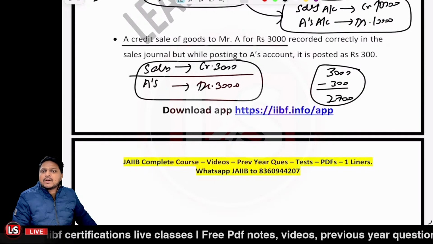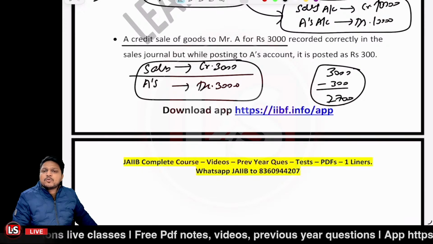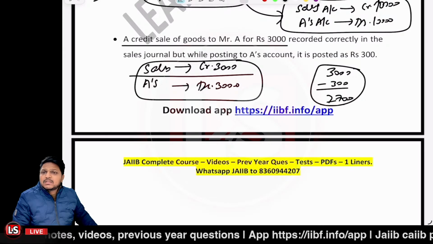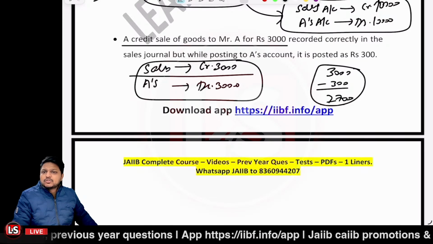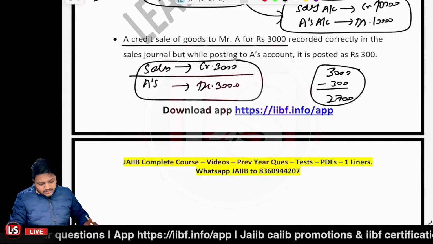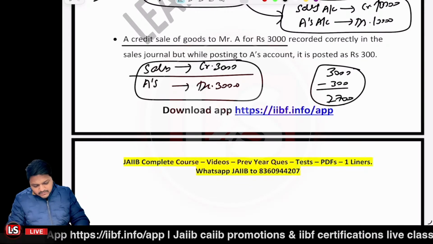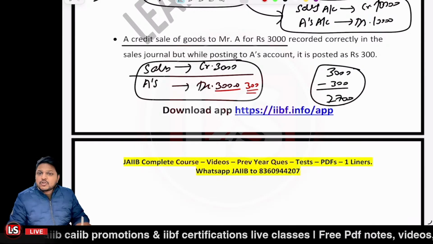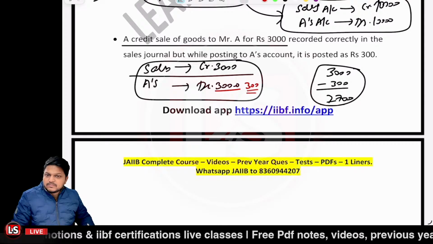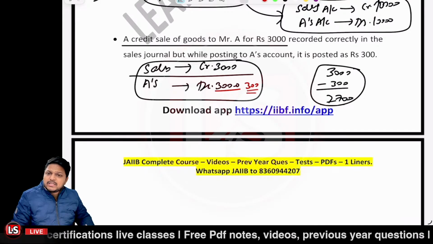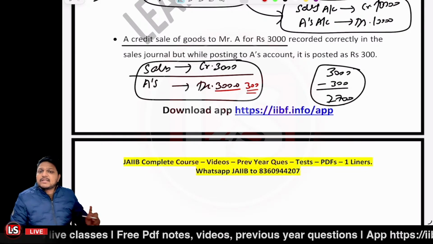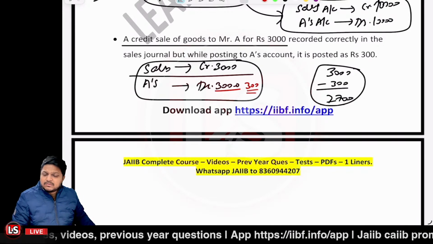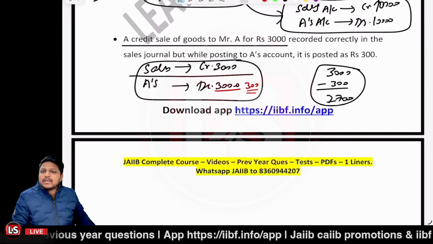So this is also an error of commission, because we have posted the wrong amount to the correct account. Wrong amount to the correct account, right? So this is basically undercasting. And further, now our debit side is short. Why? Because we were to post rupees 3,000 here. We posted just rupees 300. So our debit side is short by rupees 2,700. So the debtor is understated in this scenario, right? And what will be the rectifying entry over here?